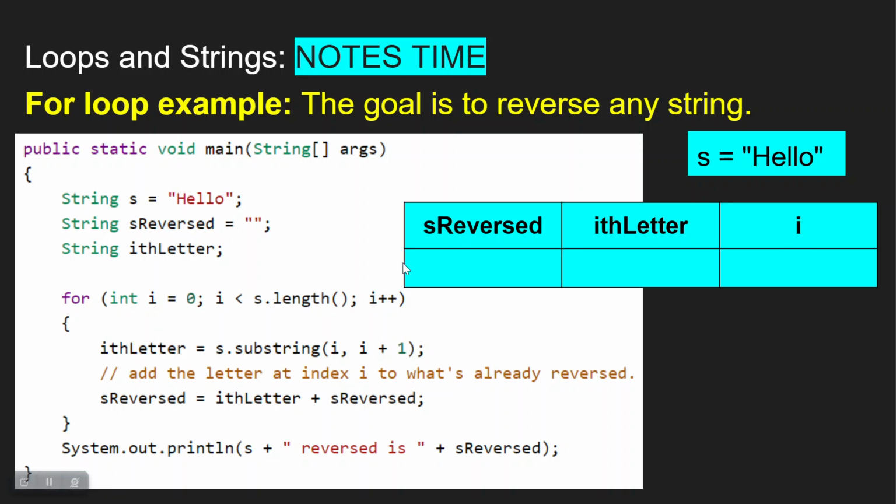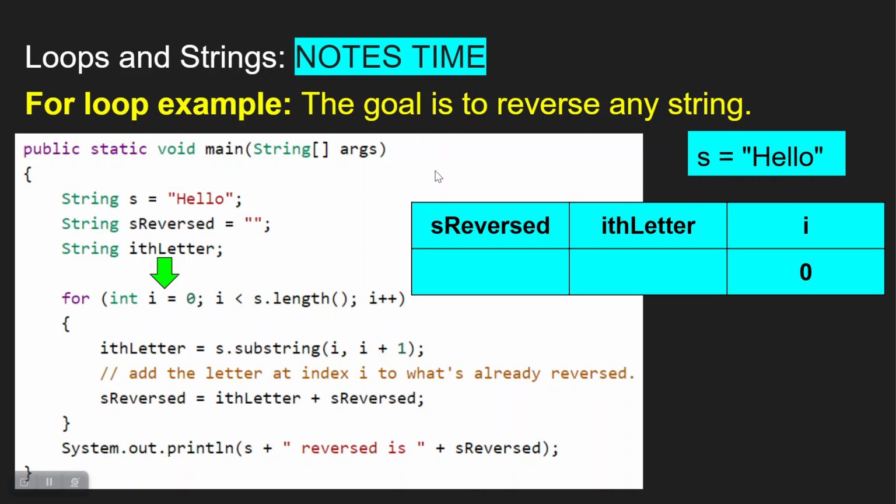So when i is 0, which of course is the way this loop is set up, it's going to start at 0. Then, 0 is definitely less than the length of the string. The length of the string is 5. So 0 is less than 5, which evaluates to true. That means we're going to go ahead and go into our loop and do what we need to do down here.